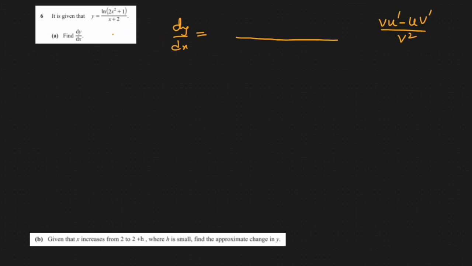So whatever is the denominator, we square the denominator because it is v square, so (x plus 2) squared. Then we write v, x plus 2, and then we differentiate whatever is the numerator, natural log of 2x square plus 1, minus u, which remains u, that means the natural log of 2x square plus 1 remains what it is, but x plus 2 will be differentiated, and that will give us our dy over dx.